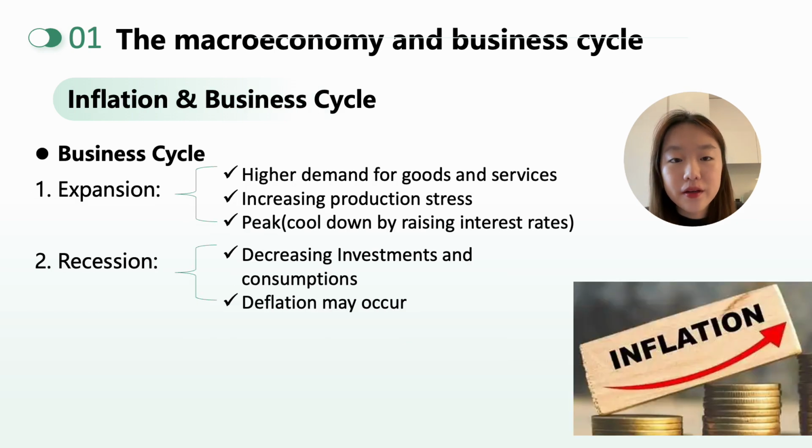For inflation, during expansion, the economy is developing at a fast speed. There is a higher demand for goods and services and increasing production stress. As a result, prices generally rise. If inflation accelerates, it foreshadows that the economy is approaching its peak. In this situation, the bank will cool down the economy by raising interest rates.